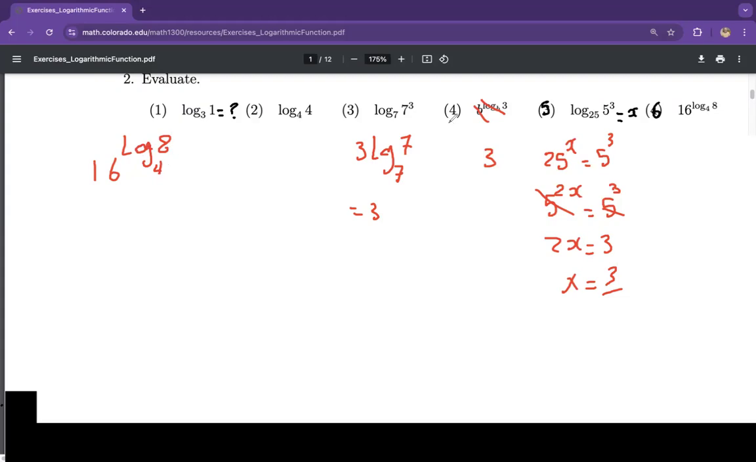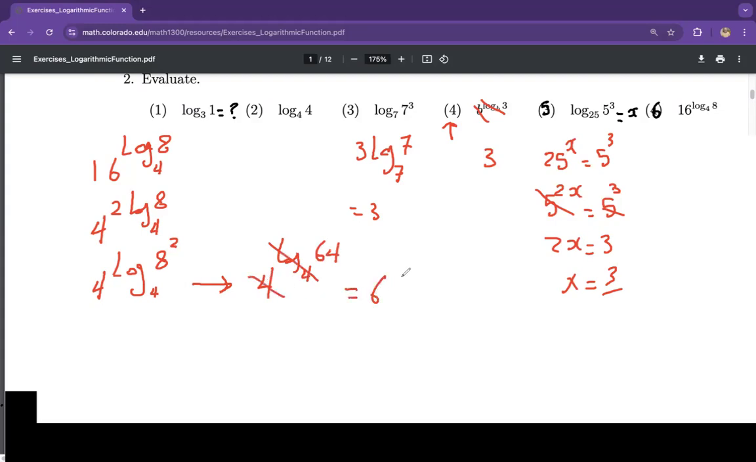So this, I want to make it the same as this question here. So 16, I could change that to 4 squared, log base 4 of 8. And then I change that to 4 to the power of log base 4 of 8 squared, which gives me 4 to the power of log base 4 of 64. And then the log base 4 and the 4 here cancel, and the answer is 64.